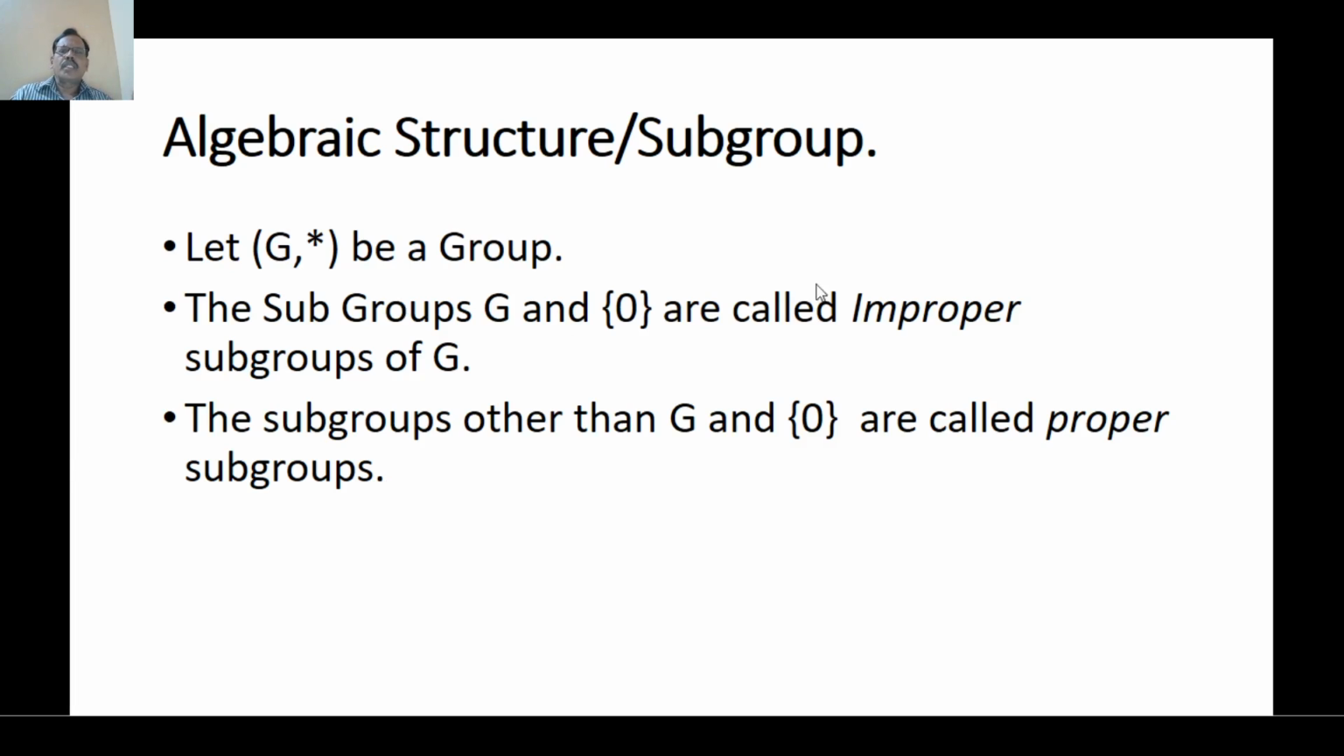The subgroups other than G and the set containing only the identity element are called proper subgroups. So G itself and the set containing the identity element are improper subgroups, and the subgroups other than these two are called proper subgroups.